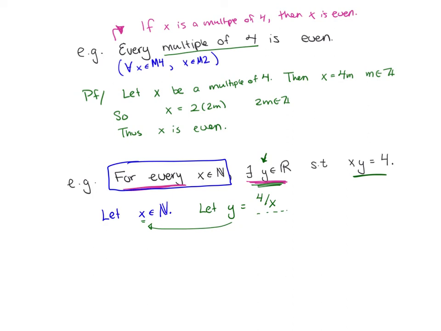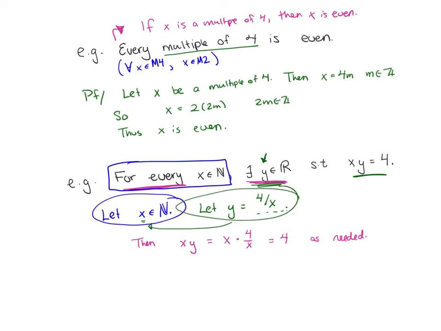So let x be in N, let y equal 4 over x. Then x times y, which is what I want to say something about, is equal to x times 4 over x, which is equal to 4, as needed. That is how we can go about doing these proofs with nested quantifiers, where I have a for every and then a there exists. The for every, I let it be fixed but arbitrary. For the there exists, I say what it should be equal to, but I'm allowed to have it depend on anything that comes before it, and then I show that it satisfies that condition.